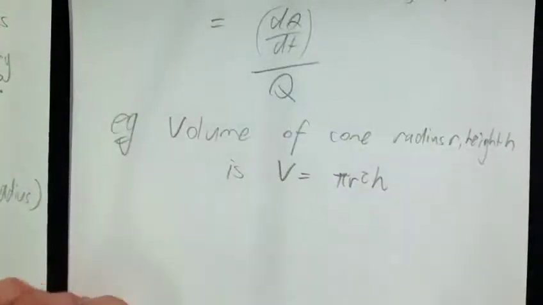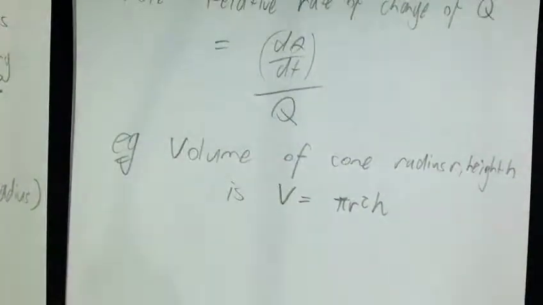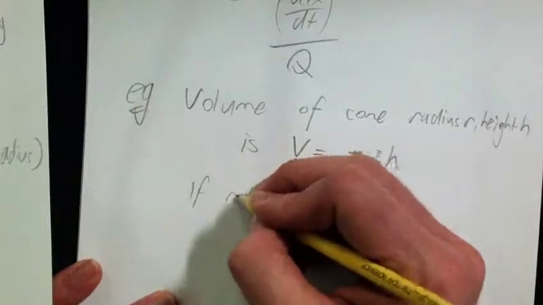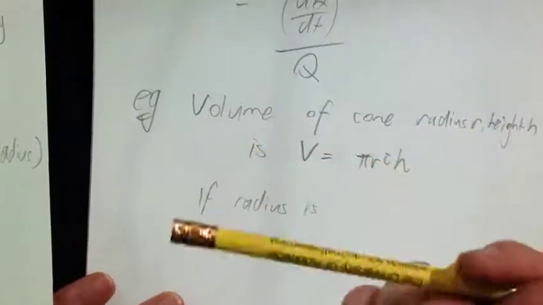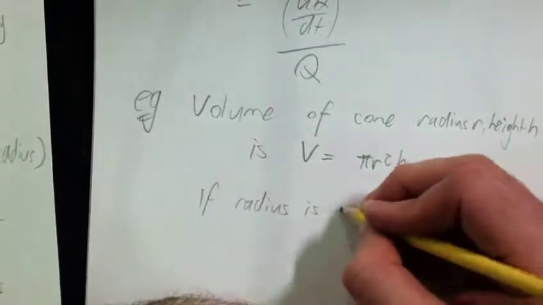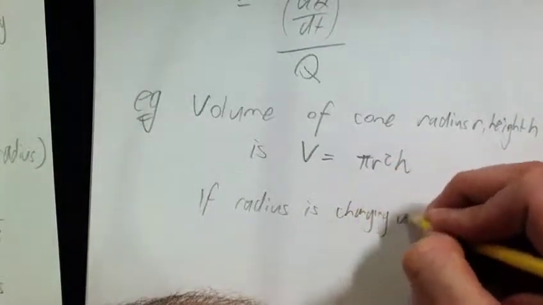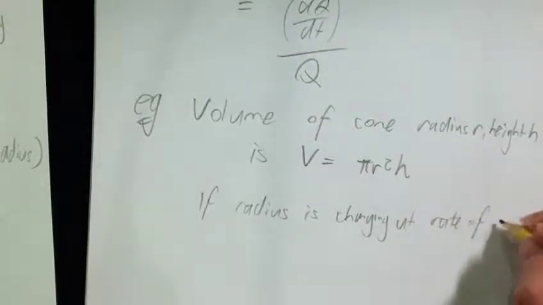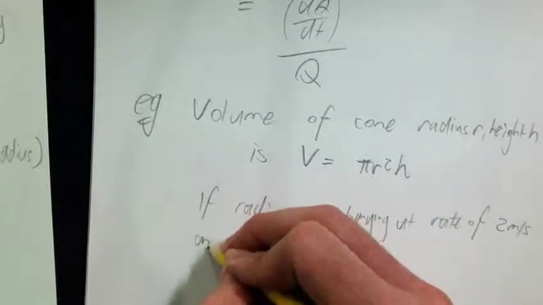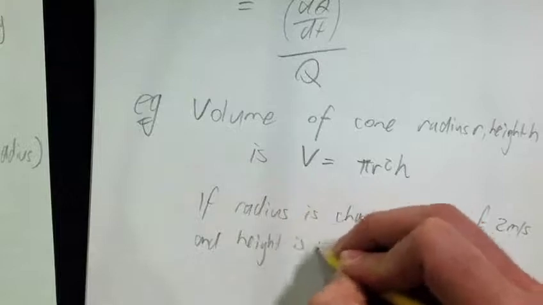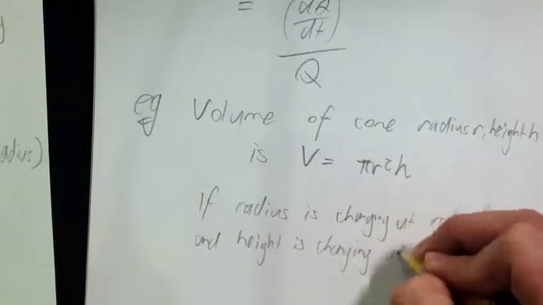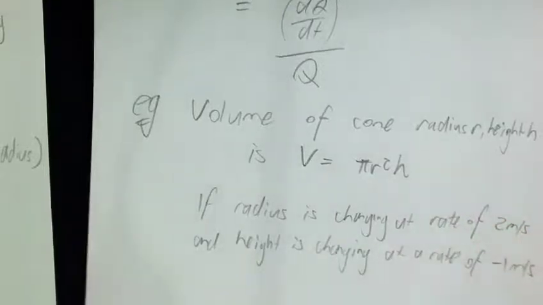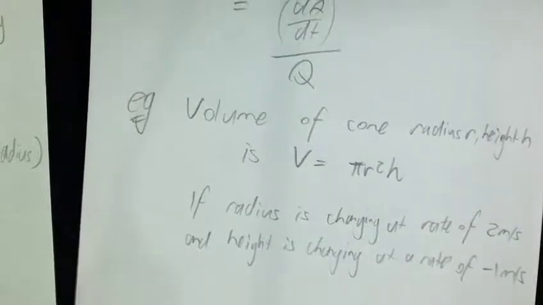It is possible to change two things simultaneously. You're just going to use all the same sort of reasoning. So we could say, at a rate of 2 meters per second, and the height is changing at a rate of like -1 meter per second. So radius is increasing and height is decreasing.